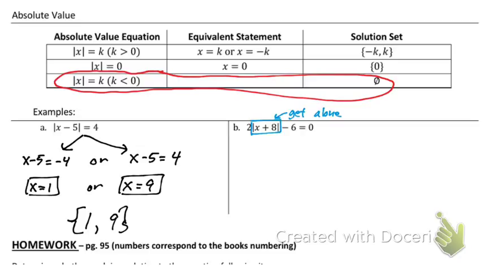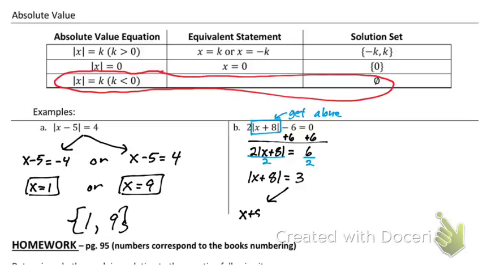So the first thing I'm going to do is add 6 to both sides. Oh, not negative 6, it's positive 6. Which is going to give me 2 times the absolute value of x plus 8. And then I need to divide by that 2. Equals 3. So that branches off into two possibilities.